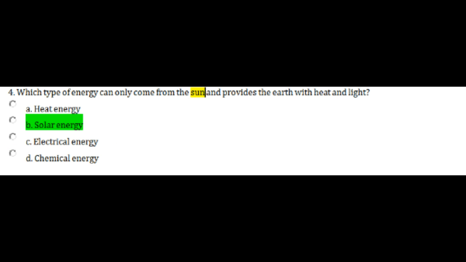The next question says, which type of energy can only come from the sun and provides the earth with heat and light? Now, we've known from the last quiz that solar energy comes from the sun. Solar starts with an S, and sun starts with an S. So we can kind of remember it that way.